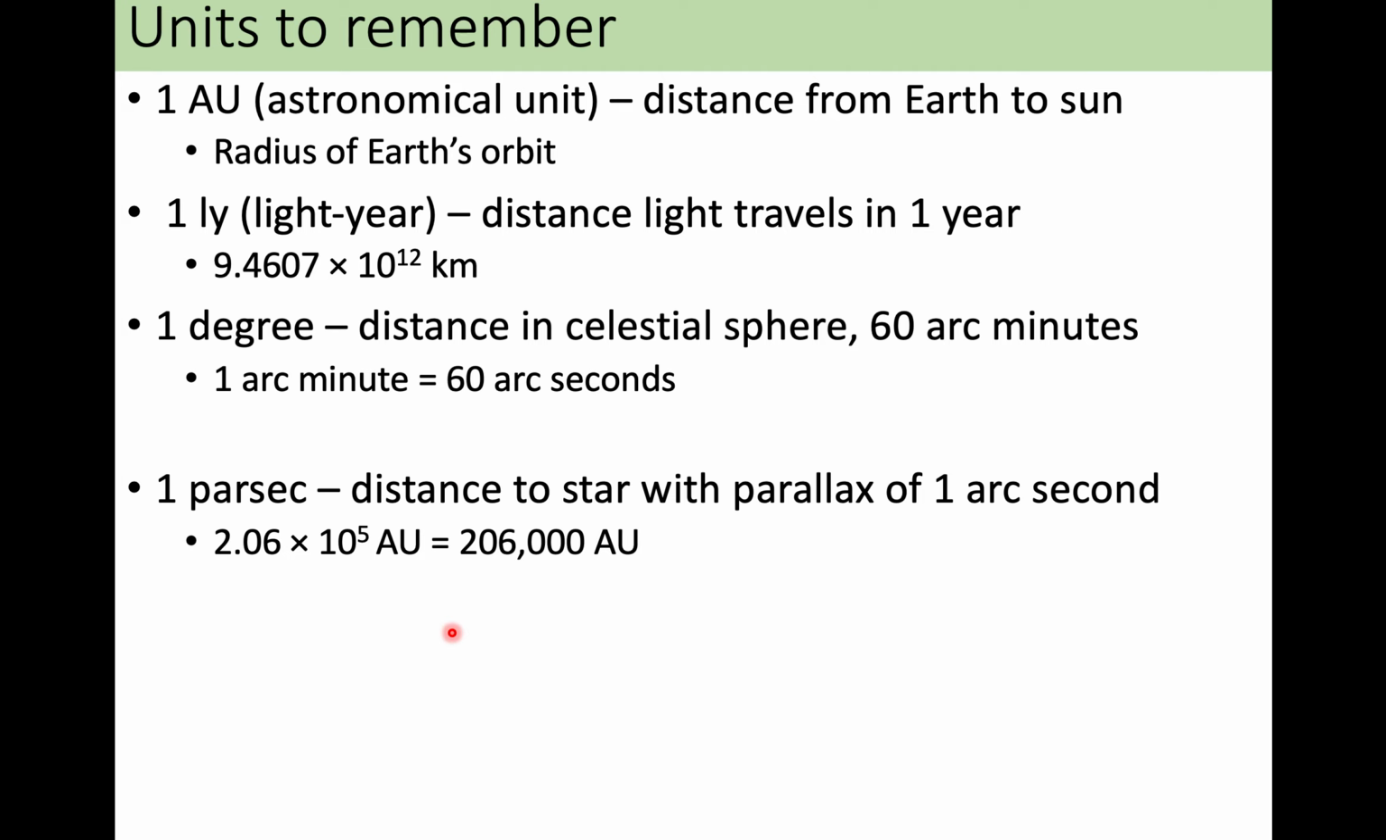And now we have 1 parsec. A parsec is the distance to a star that has a parallax of 1 arcsecond. So that's a small parallax. It's only 1 arcsecond, remember. So 1 parsec is a huge distance. It is about 206,000 astronomical units. So 206,000 times the distance from the Earth to the Sun would be the distance from the Earth to a star that is 1 parsec away.